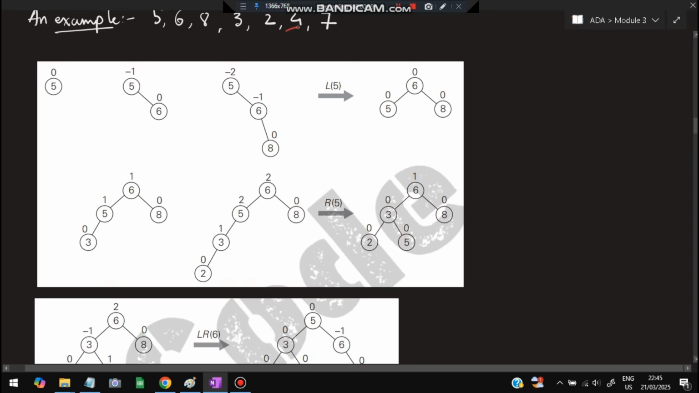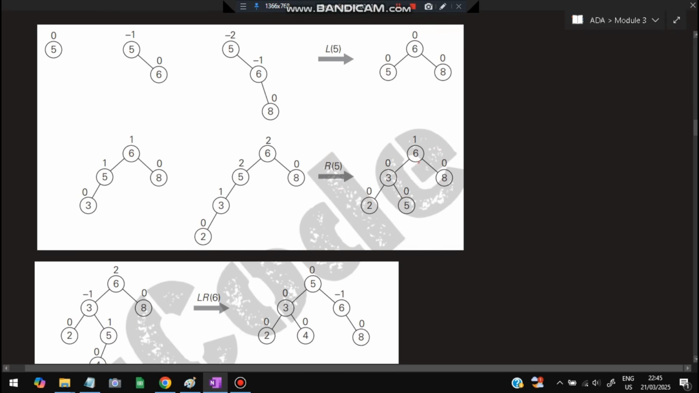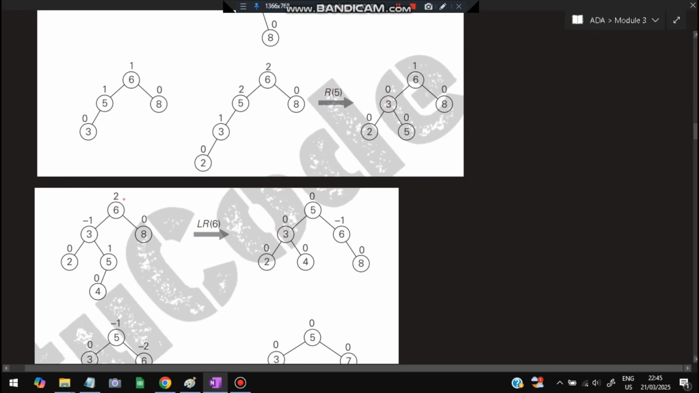Now what next? What is the number? 4 is the number. When we see 4, where does it have to be? 4 is lesser than 6 but greater than 3 and lesser than 5. So 4 will be attached here, right? So when 4 is attached here, we'll calculate again. The height here is coming as 2. Why? Because the height will be till the end of the node. Till the end, how many does it take? It will be 1, 2, 3.